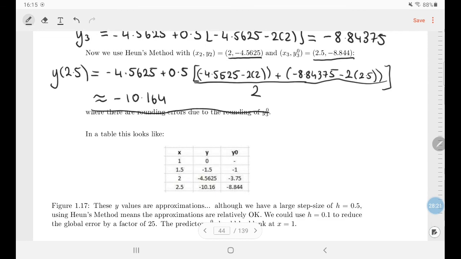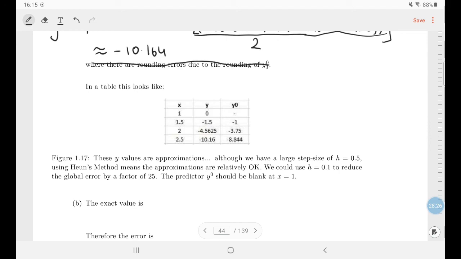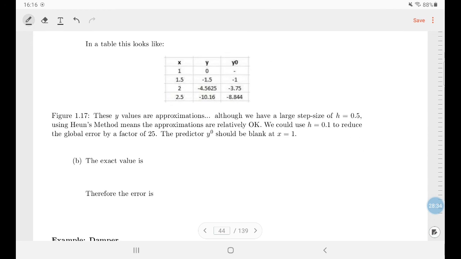Okay, in a table it looks something like this. Okay, so these y values are approximations. Although we have a large step size, using Heun's method means the approximations are relatively okay. Could use h equal to 0.1 to reduce the global error by a factor of 25. This is because the global error with Heun is order h squared. So if you reduce h from 0.5 to 0.1, that's dividing by 5. Because the global error is order h squared, it'll be divided by 5 squared, essentially, divided by 25.